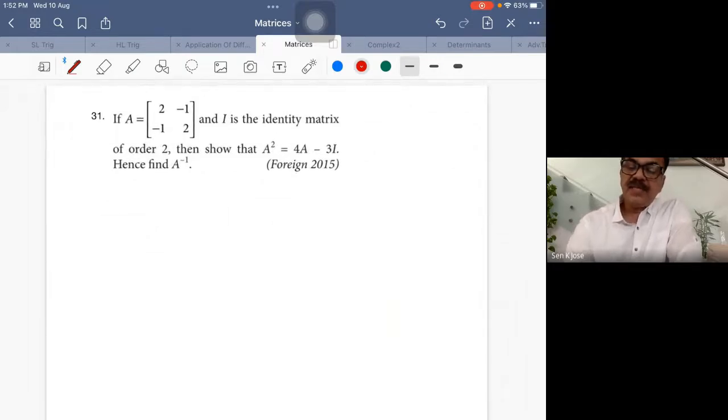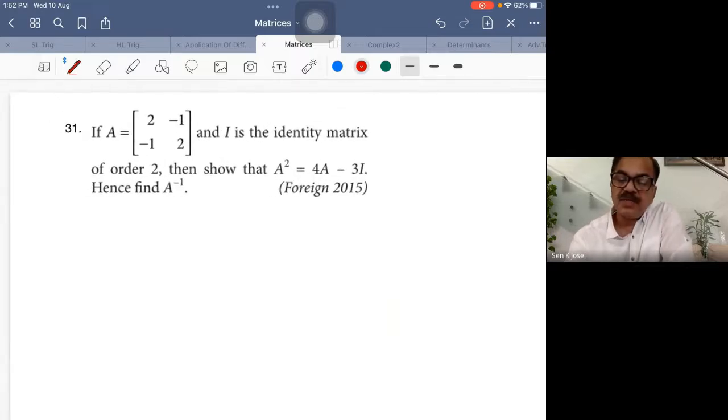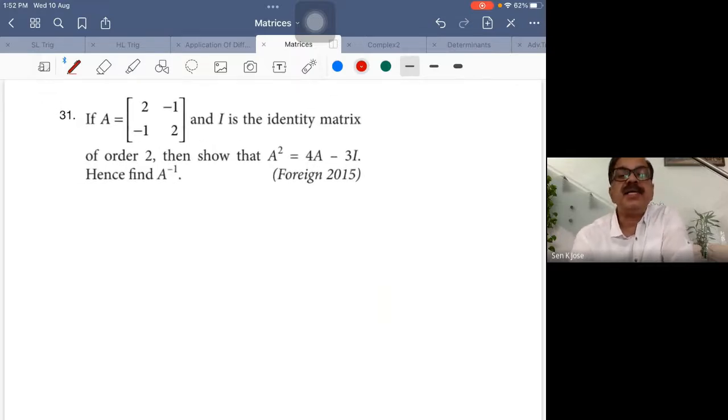31. If A is equal to a 2 by 2 matrix, 2 minus 1 minus 1 2, and I is an identity matrix of order 2, then show that A squared is equal to 4A minus 3I, and hence find A inverse. Okay, so let's find out A squared. Oh, that's directly my LHS, so why not finish it off that way.